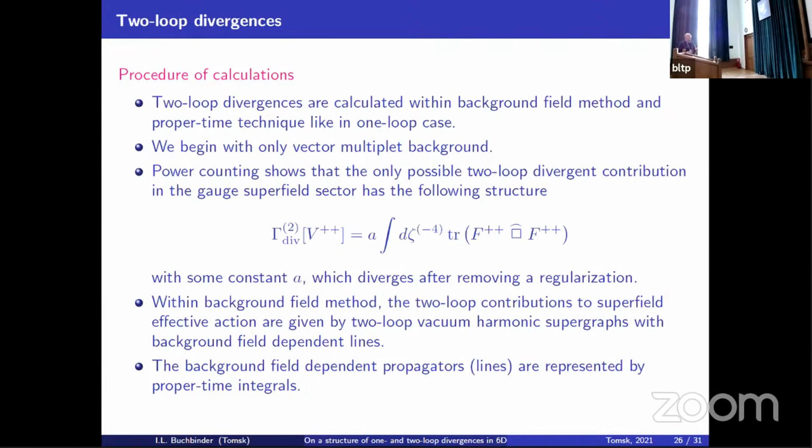About two loops. In this case, again, we use the background fields method first, then consider the power accounting and analyze the superficial degree of divergence. Then it was proved that the possible two-loop divergence must have the following form. So F++ is the left-hand side of the classical equation of motion of the vector multiplet, and some constant which diverges after removing regularization.